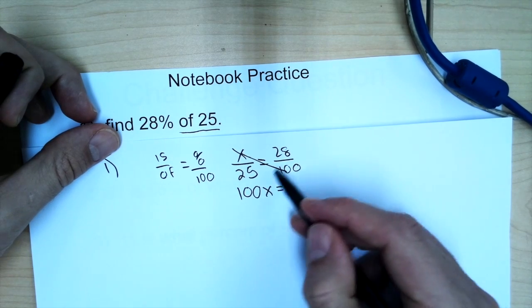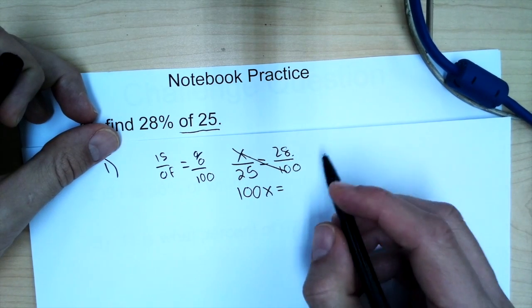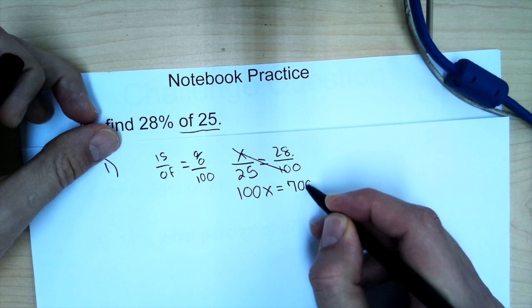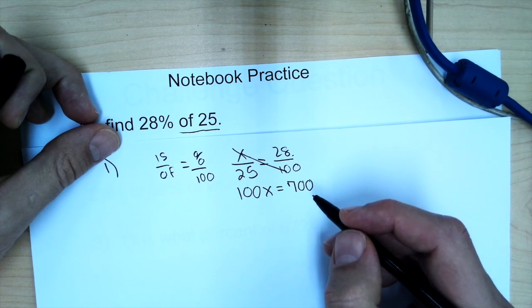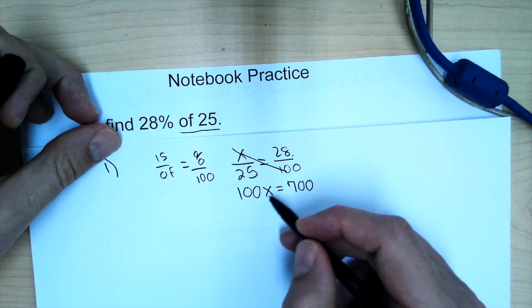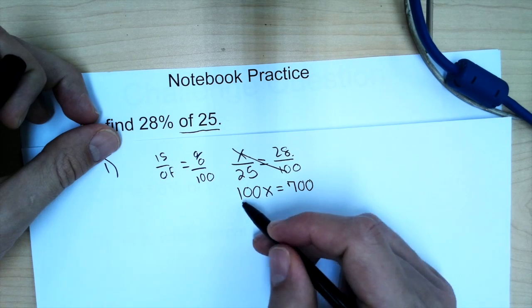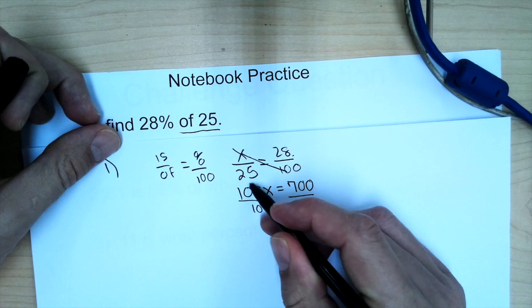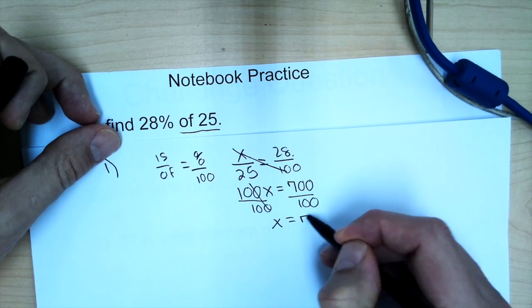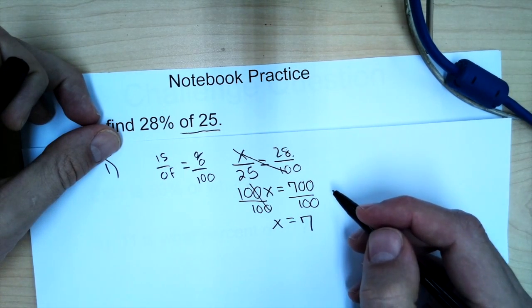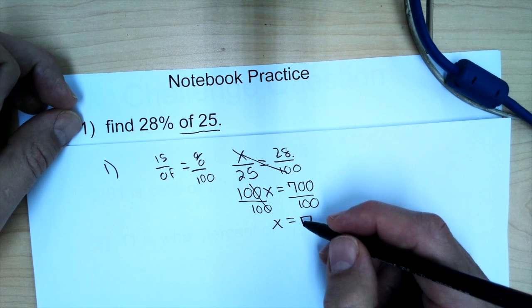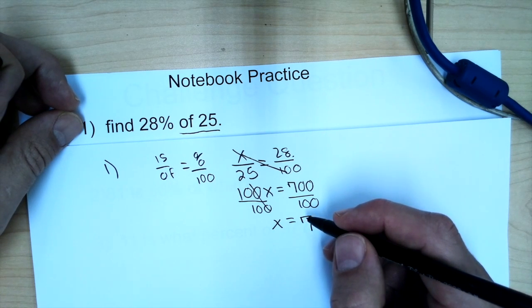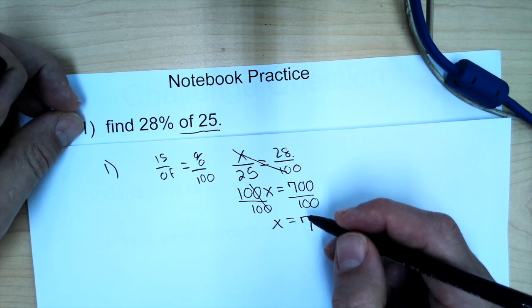Next, I'll multiply 25 times 28, and some quick calculation tells me that it's 700. Finally, to get our variable by itself, I'll divide both sides by 100. And x equals 7. So find 28% of 25. Well, it's 7.